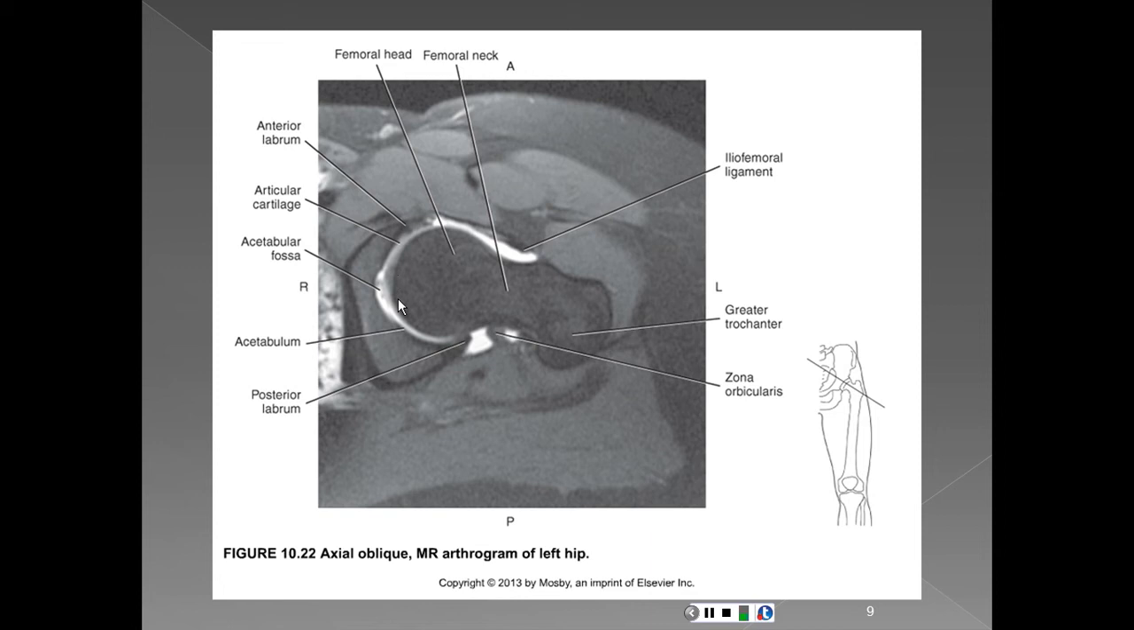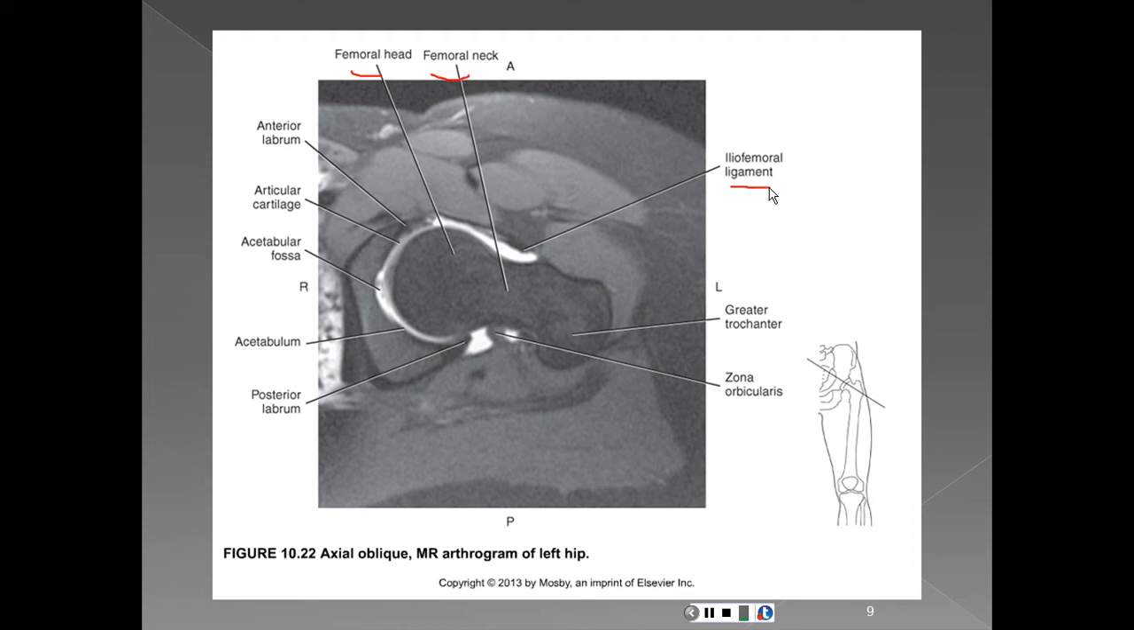So like a fat sat image of the hip. This image can be found on page 10. I'm sorry, not page 10, page 664. And the anatomy that we should be familiar with, of course, the femoral head and femoral neck. We should be very conversant with that.